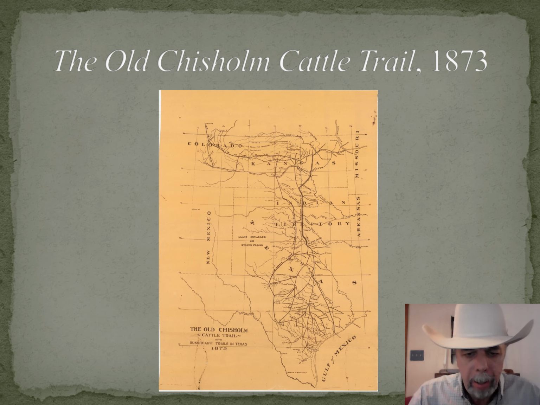He said that it says 1873 right down here, and it says Chisholm Trail right up here. These lines in Texas are connected with this line up here. Therefore, all of this in Texas is the Chisholm Trail. Now that is stretching it quite a bit.